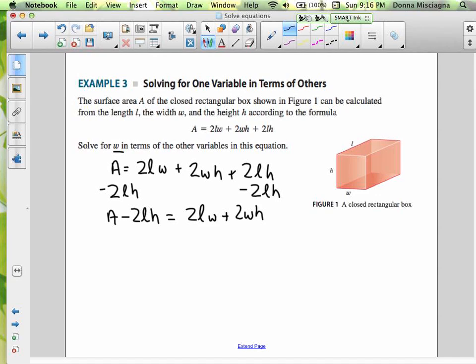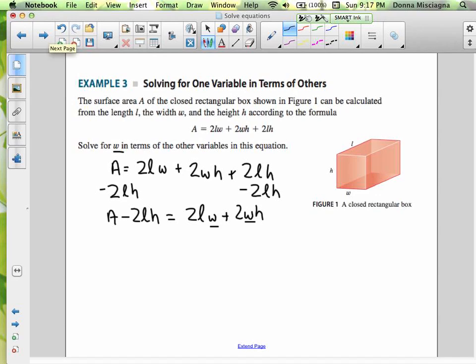And if you notice, those things cannot be combined. They are not like terms. They do not have all the same variables. One has an L, one has an H. Not the same. But we want to get the W all by itself. Notice they both have a W.